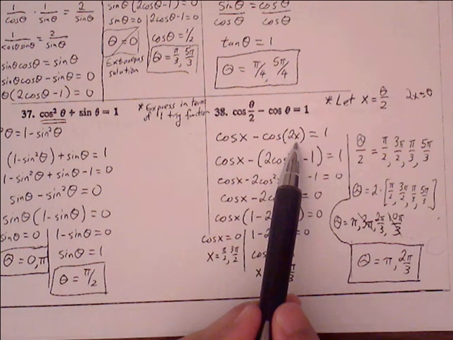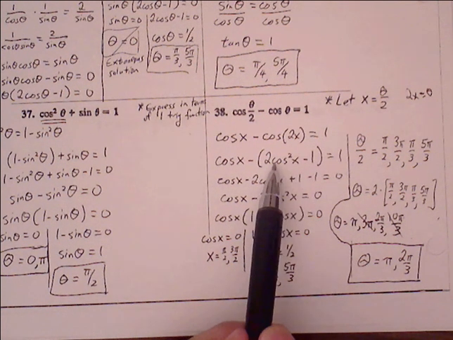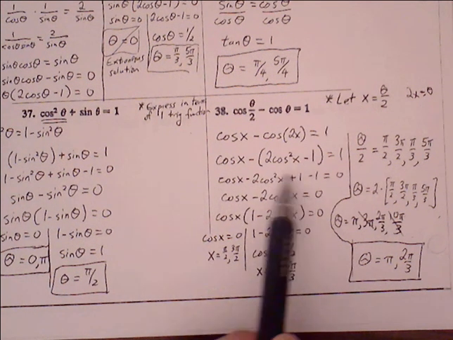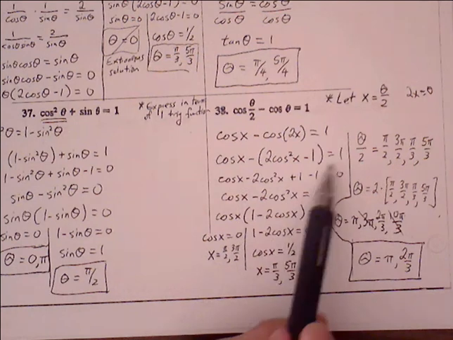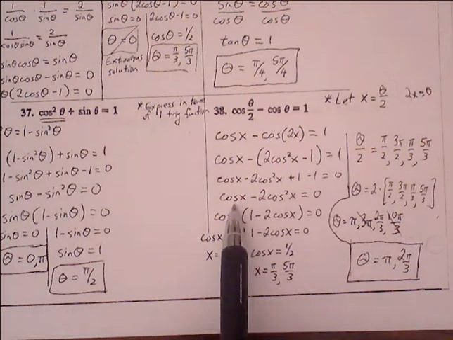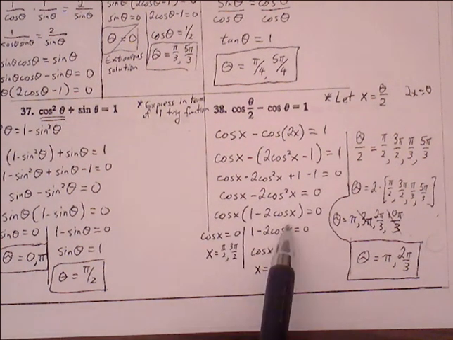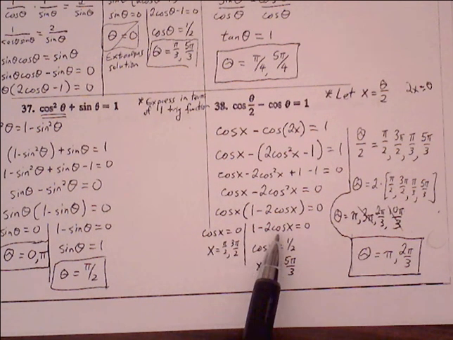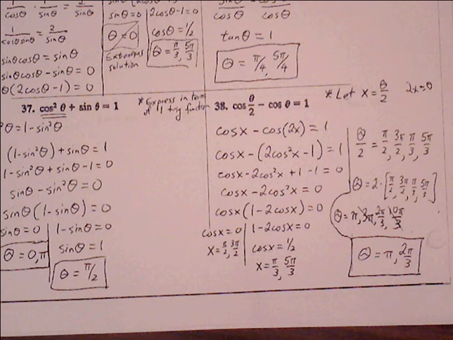One variation of cosine 2x is 2 cosine squared x minus 1. So we're going to make that substitution. And we're going to bring everything over to one side, subtract the 1, the 1's cancel out, factor the cosine out, and we can solve for x. Cosine of x is equal to 0 at pi over 2 and 3 pi over 2. 1 minus 2 cosine x is the same thing as cosine x equals 1/2. Cosine is 1/2 in the first and fourth quadrants, so pi over 3 and 5 pi over 3.